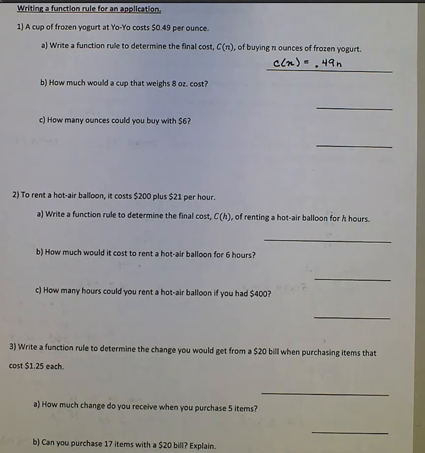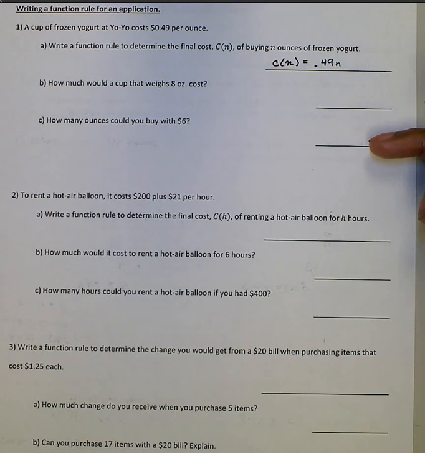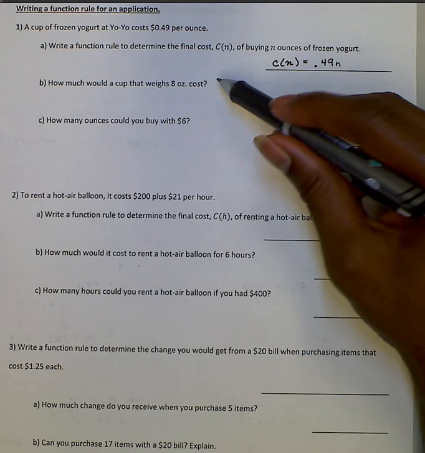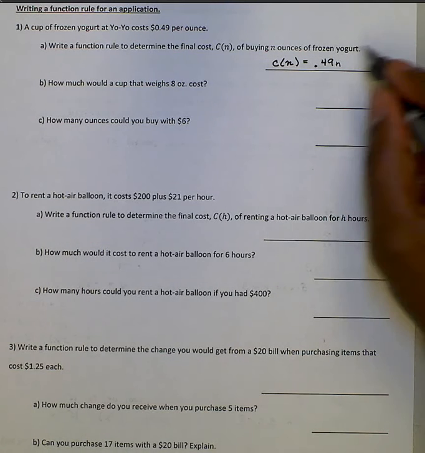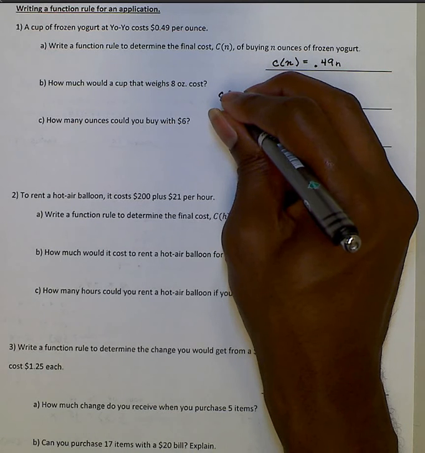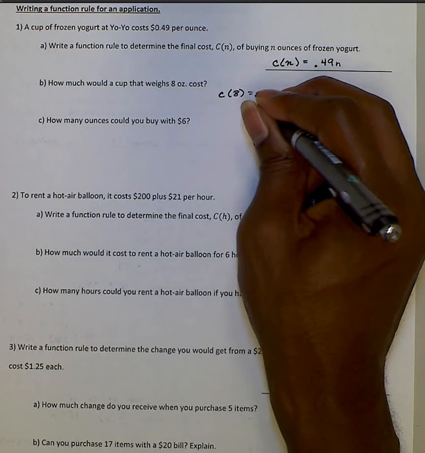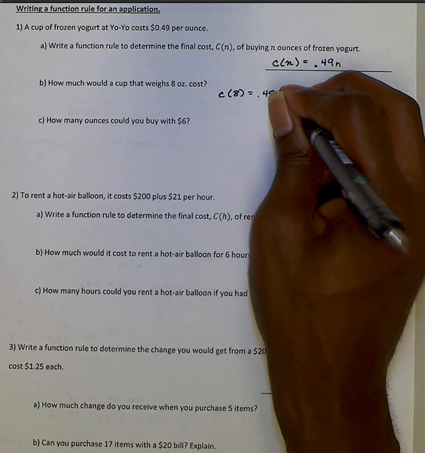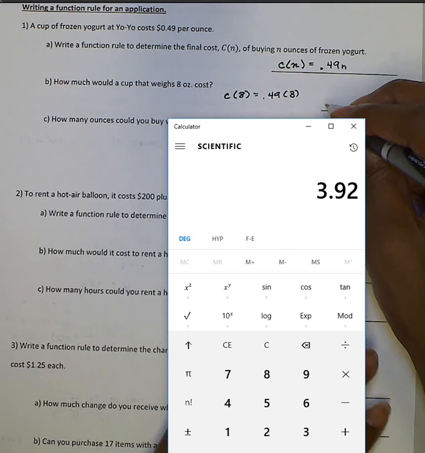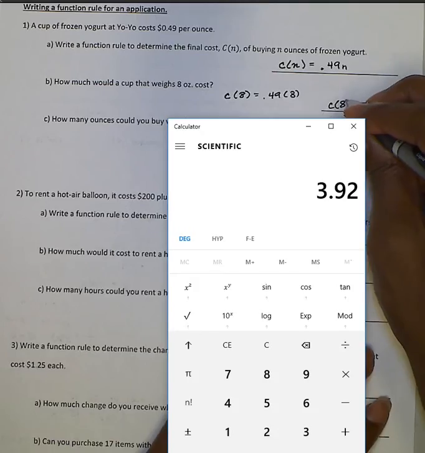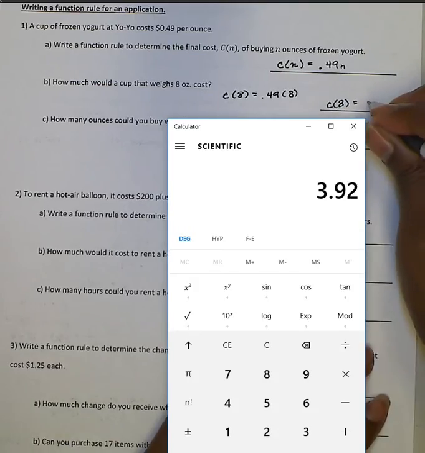Now this function will help me to find out anything I need in this situation, because now I'm going to plug in the information they gave me for these next two questions. So how much would a cup that weighs 8 ounces cost? Well, n stands for 8, so C of 8 equals 0.49 times 8. Pull up my calculator here so we can all see. 0.49 times 8 is $3.92. So C of 8, the cost of an 8-ounce cup, equals $3.92.